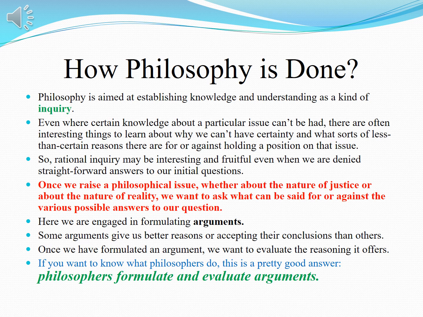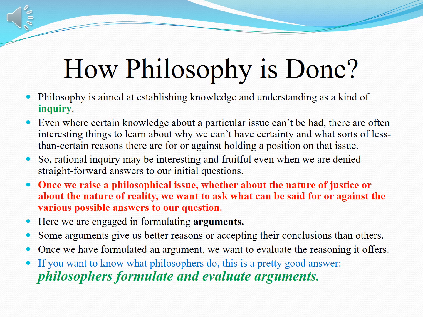Once we raise a philosophical issue, whether about the nature of justice or about the nature of reality, we want to ask what can be said for or against the various possible answers to our questions. As we know, in philosophy we raise a lot of questions and issues and we try to solve them. So we will find out what things go in favor of that issue and what is going against it. So here we engage in formulating arguments. Basically, when we are doing this for and against an issue, we are formulating arguments.